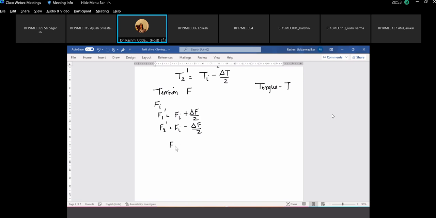And F1 dash minus F2 dash, the difference in the belt tension, is nothing but del F, which is continuously increasing as it gains the speed. And the torque T, since I am using the term T for torque, so I replace the tension from T to F. This, as you know, is the difference between the belt tensions into the radius of the pulley, which is del F into D by 2. This is the torque.